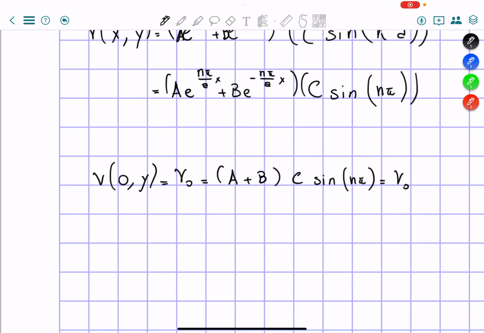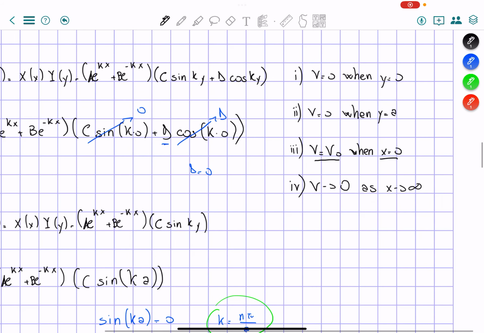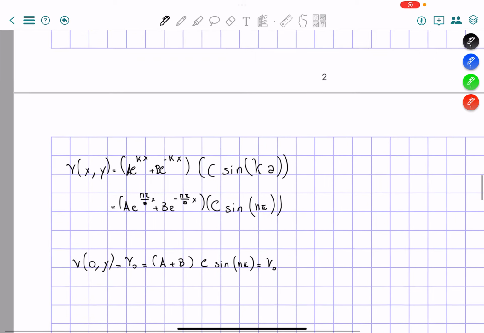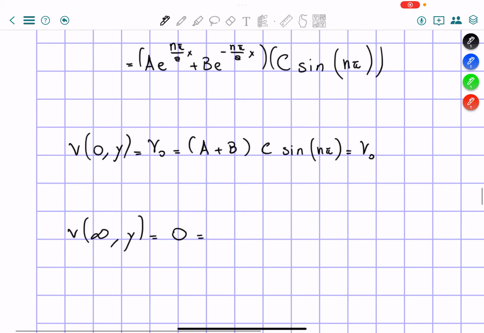And there is another thing that we can use, but not exactly right now. The other thing that we can use is number 4. So we know that v approaches 0 when x approaches infinity. So how do we use this? Well, let's try it. V of infinity, comma y, is equal to 0, is equal to a times e to the power of infinity.